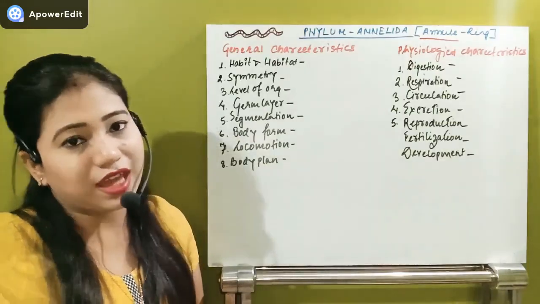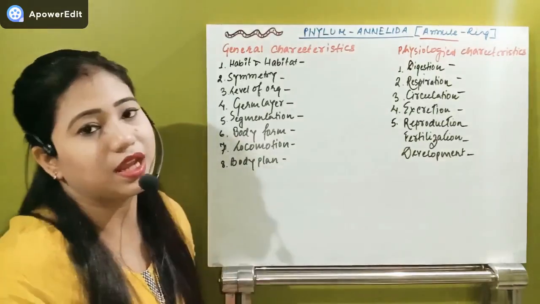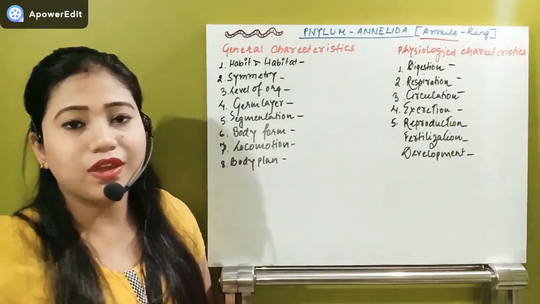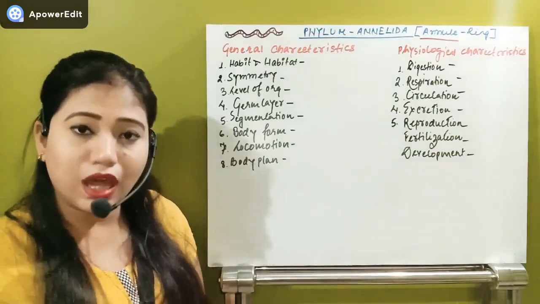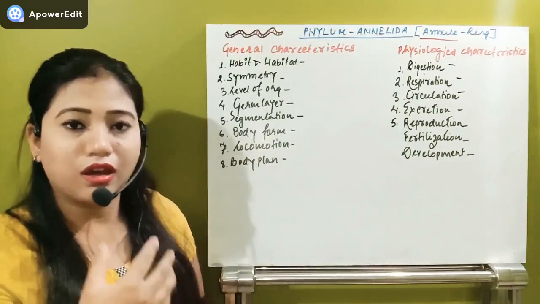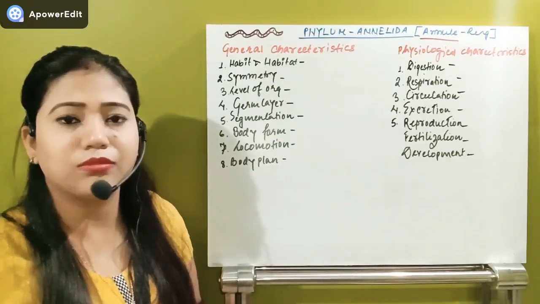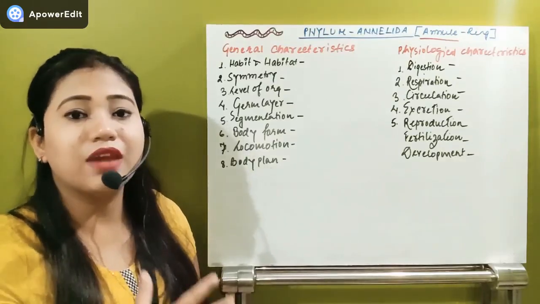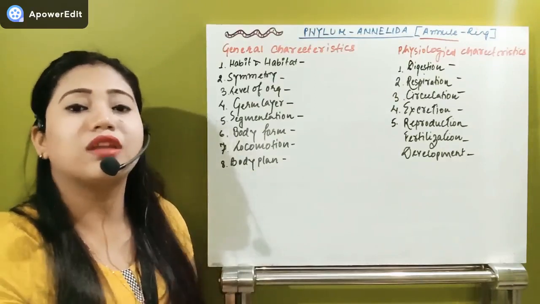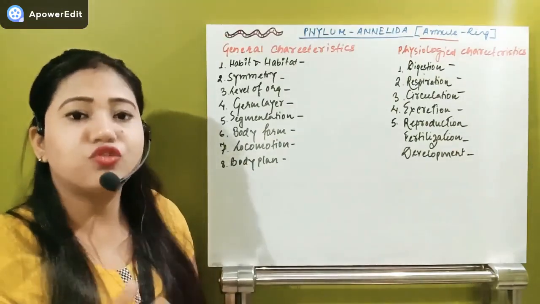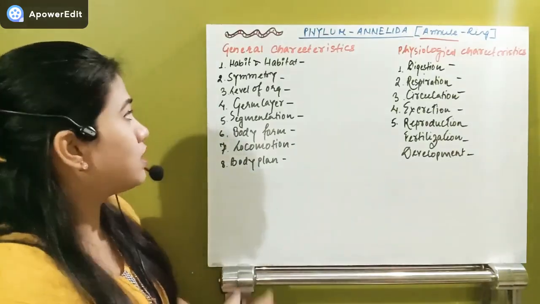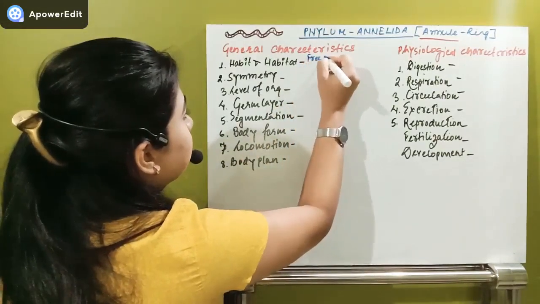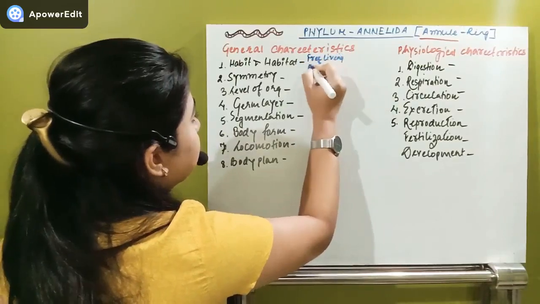Now come to their general characters. The first character is their habit and habitat. If it comes to habit, they can be both free living and parasitic. That means they can freely live in any type of medium, like aquatic as well as terrestrial conditions. If parasitic, they live in some other organism's body and take nutrients from it.